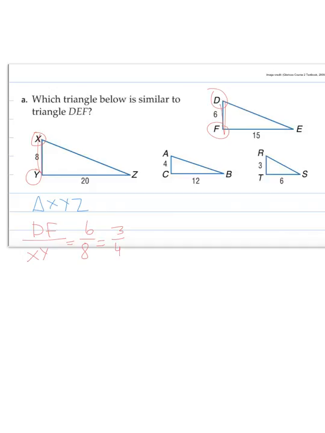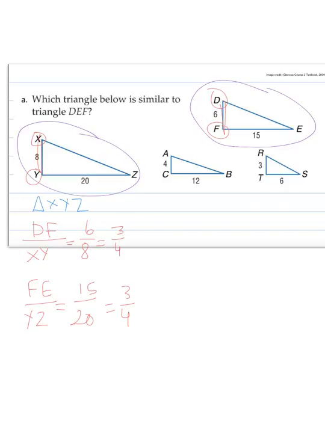Okay, now let's compare FE to YZ, and that would be 15/20, which, dividing the top and bottom by 5, is going to be 3/4. So we find that those two triangles are similar because they have the corresponding ratios. Okay, they are the same. And you could go through and compare 6/4 and 15/12 and see.